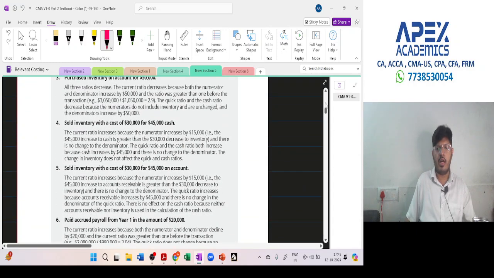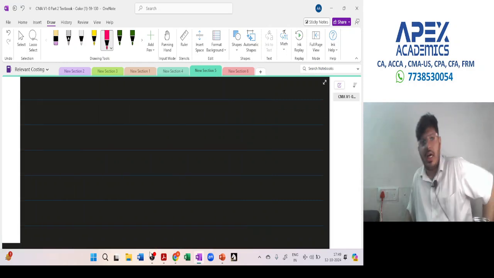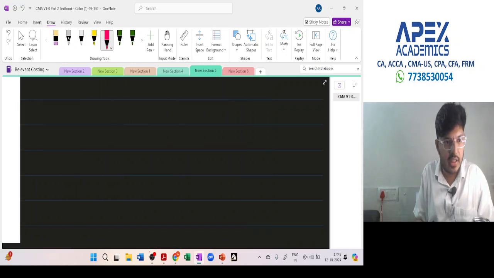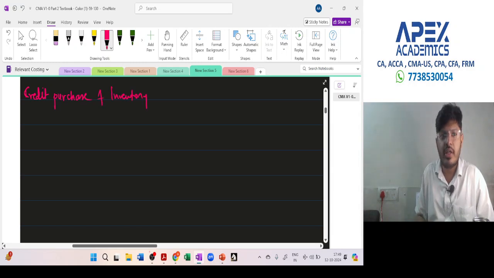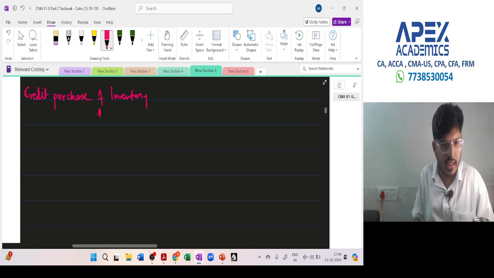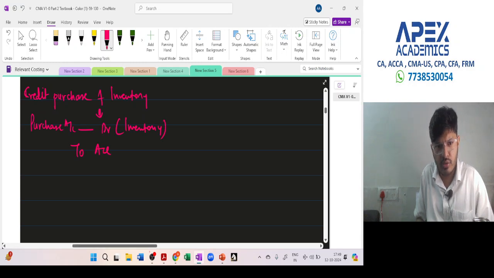Purchased inventory on account. Inventory on account मतलब उधारी पे सामान खरीदा. Please focus on the statement. It is a credit purchase of inventory. What is the journal entry for credit purchase of inventory? Sir, debit what comes in? Sir, purchase account debit, में यहाँ पे आप ब्रैकेट में लिखो इन्वेंट्री. ओके सर, लिख दिया. सर, टू अकाउंट्स पेएबल. टू व्हाट? Accounts payable account.